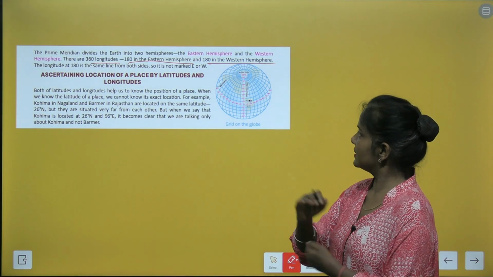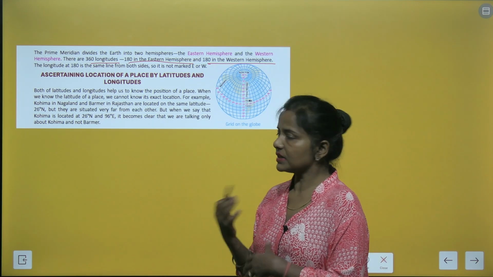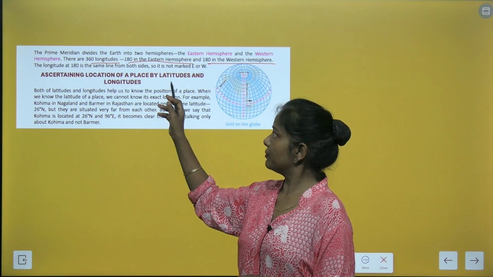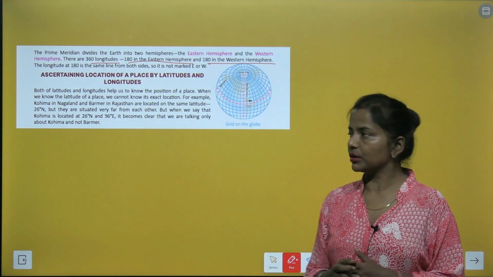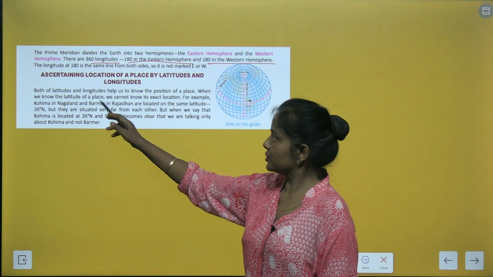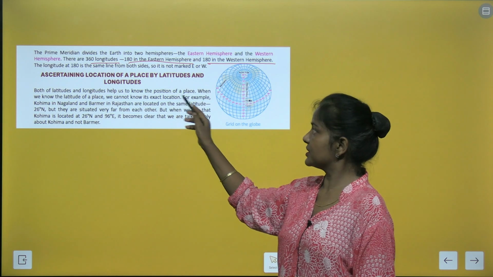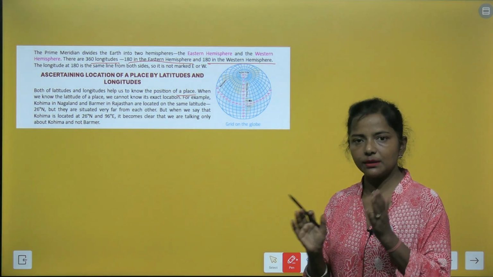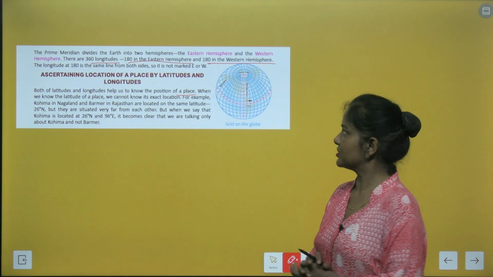Same lines होती हैं उसकी, तो उसे east या west mark नहीं किया जाता. Ascertaining location of a place by latitudes and longitudes. Both of latitudes and longitudes help us to know the position of the place. Latitudes और longitudes दोनों की मदद से हमें place की एक जगह की position पता चलती है.